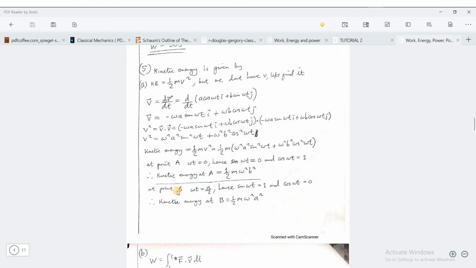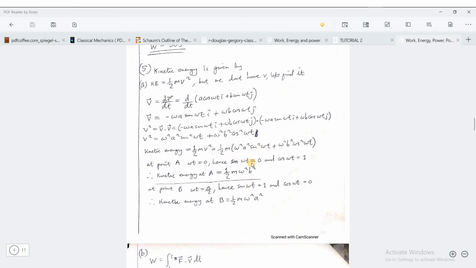And as we have said here, at point B omega t equals pi over 2. Hence sine omega t will be 1. This is the same as sine pi over 2 is 1, right? Sine 90 is 1. Sine pi over 2 is 1. And what will happen to cos omega t? Cos omega t, which is cos 90. Cos 90 is 0.